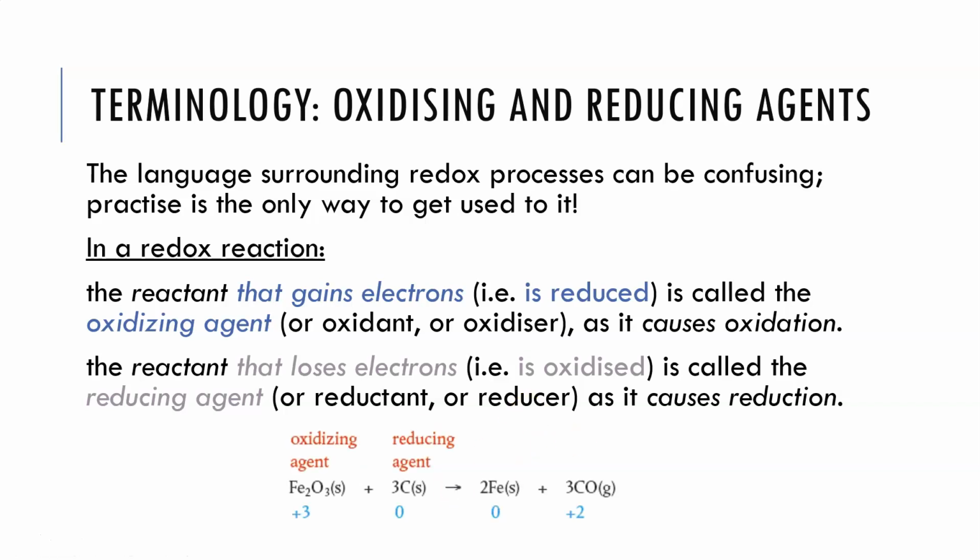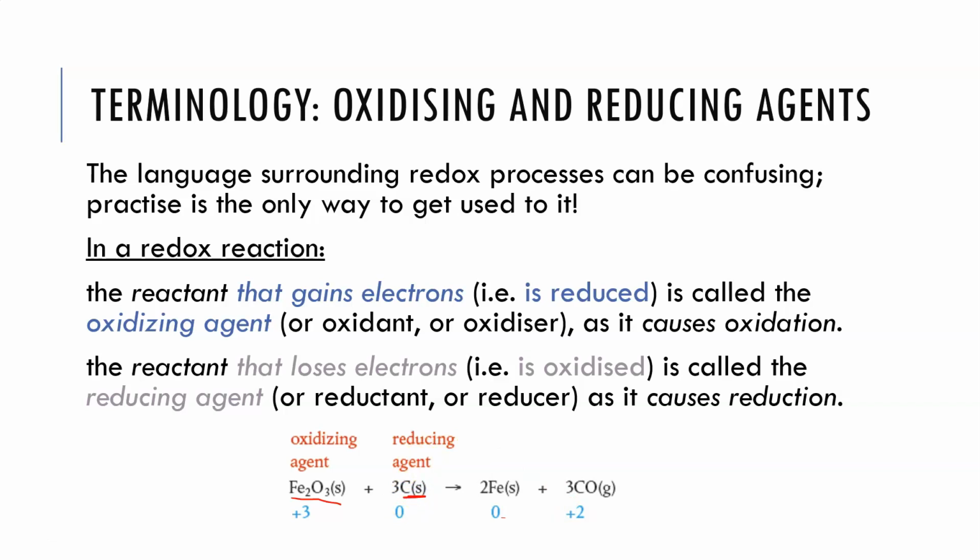So in this case, and it is important when we're identifying reducing agents and oxidizing agents that we use the entire species. So in this case, because the iron in Fe2O3 goes from plus 3 to Fe 0 on the right-hand side, Fe2O3 solid is the oxidizing agent. Carbon goes from carbon solid to carbon monoxide gas, from 0 to plus 2. Carbon solid is the reducing agent.